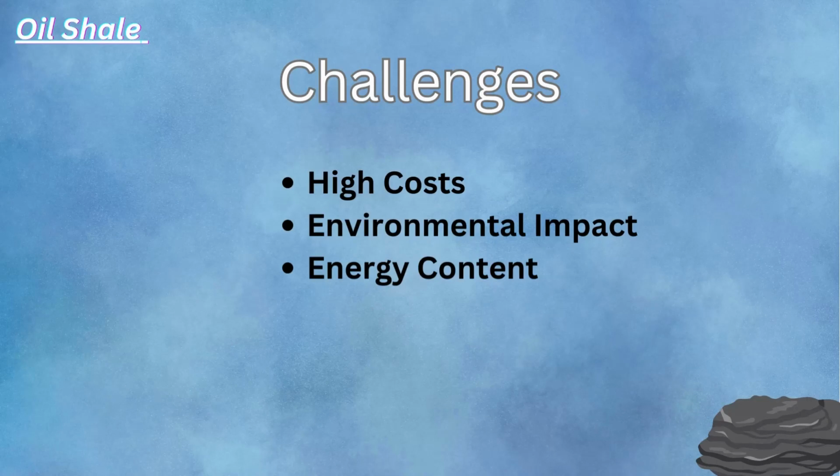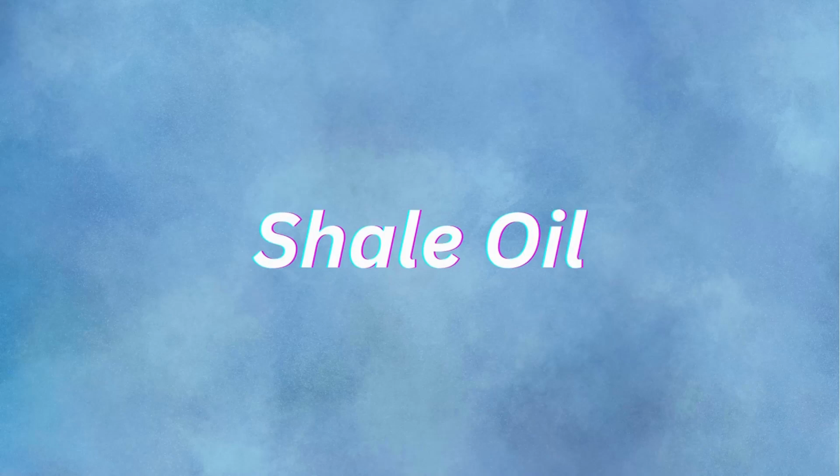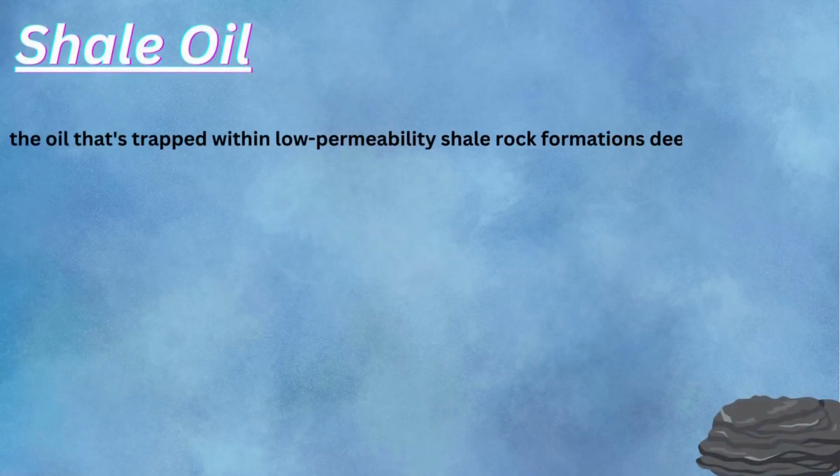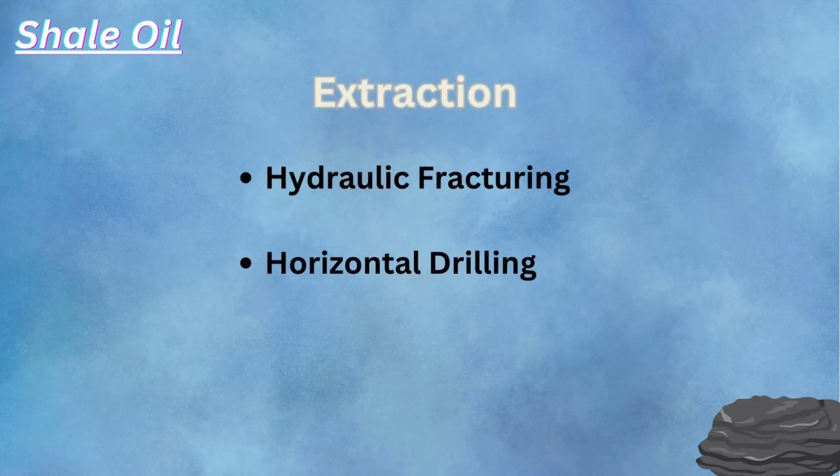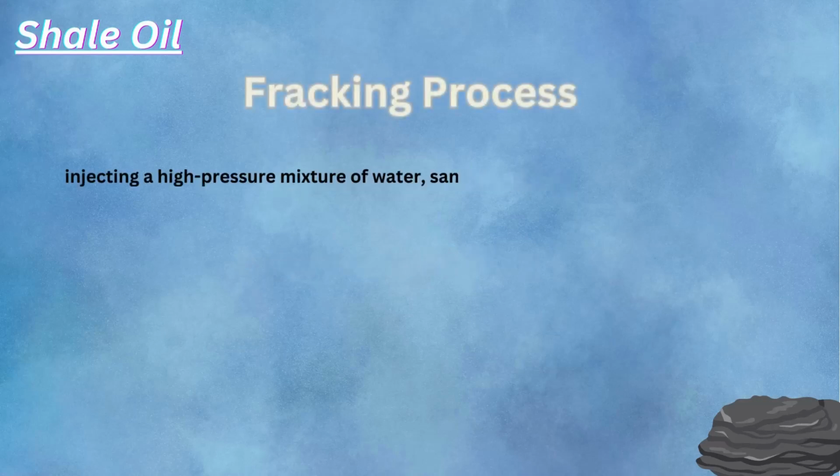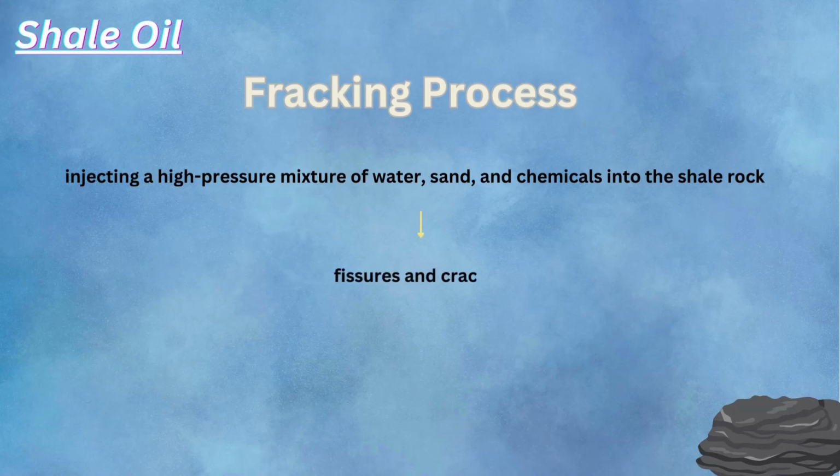And now let's head to the shale oil. Shale oil refers to the oil that's trapped within low permeability shale rock formations deep underground. To extract shale oil, we use advanced techniques like hydraulic fracturing and horizontal drilling to access these trapped hydrocarbon reserves. The fracking process involves injecting a high-pressure mixture of water, sand, and chemicals into the shale rock to create fissures and cracks, allowing the oil to flow more freely to the wellbore.